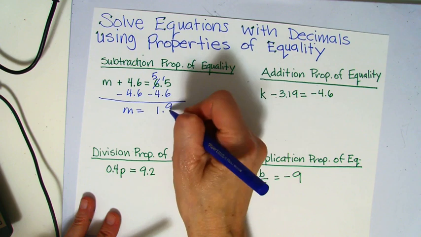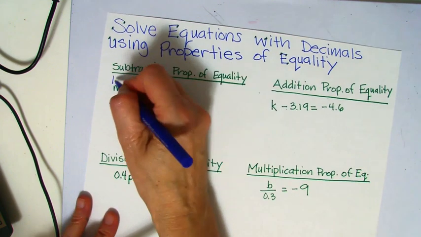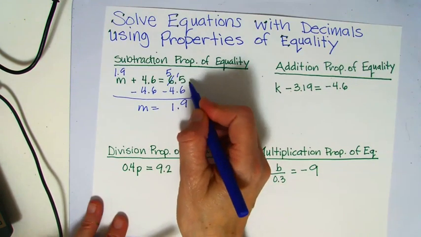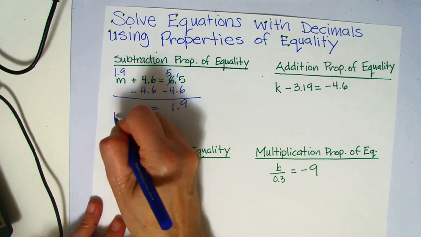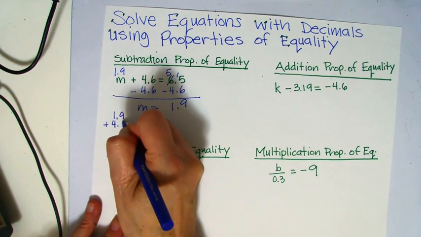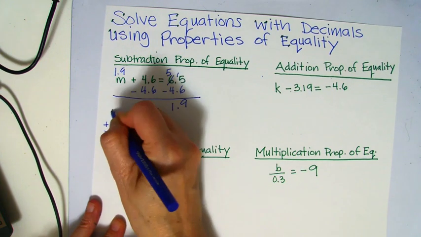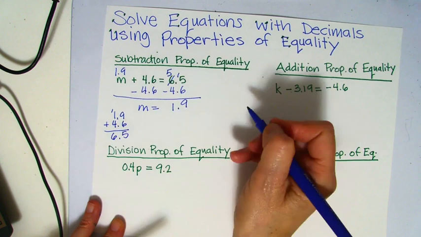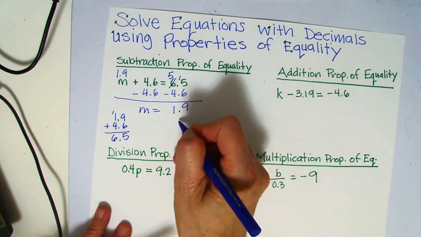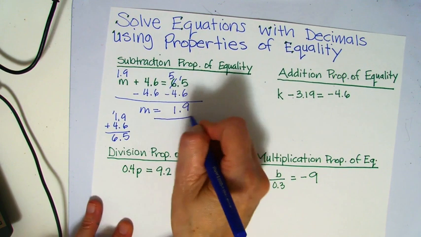If I plug in 1.9 into 4.6, I should get 6.5. And I do get 6.5. So the solution is m equals 1.9, or 1 9/10.